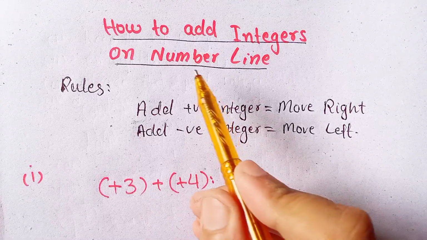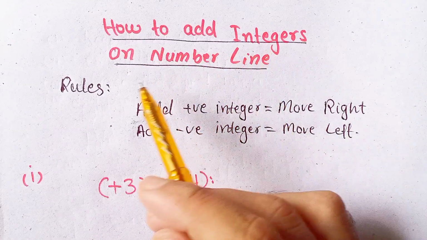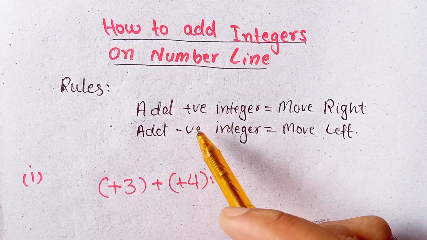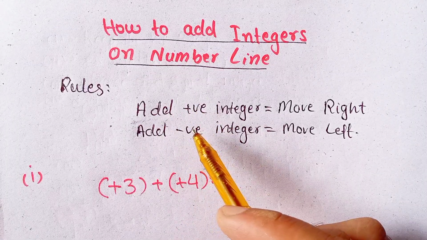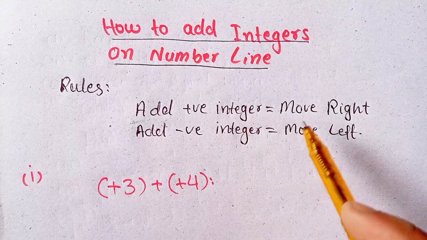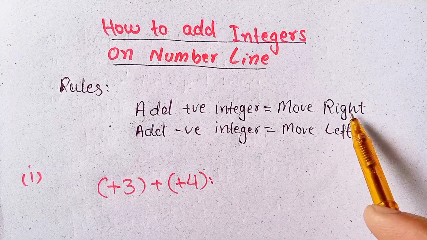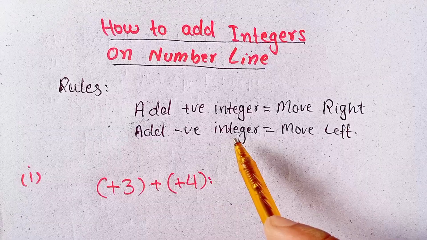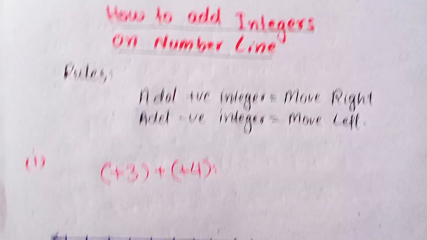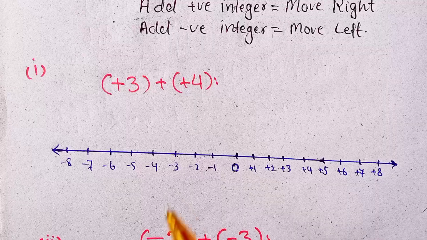Hi guys, in this video we are going to focus on how to add integers on number line. Before adding integers, there are certain rules that you must keep in mind. The first one is that when we add positive integer, we will move to the right on the number line. And when we are going to add negative integers, we will move to the left on the number line. So now we are going to add some integers on the number line.